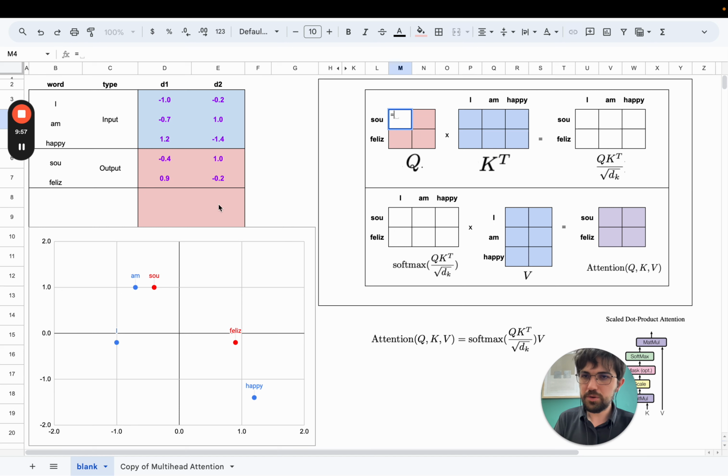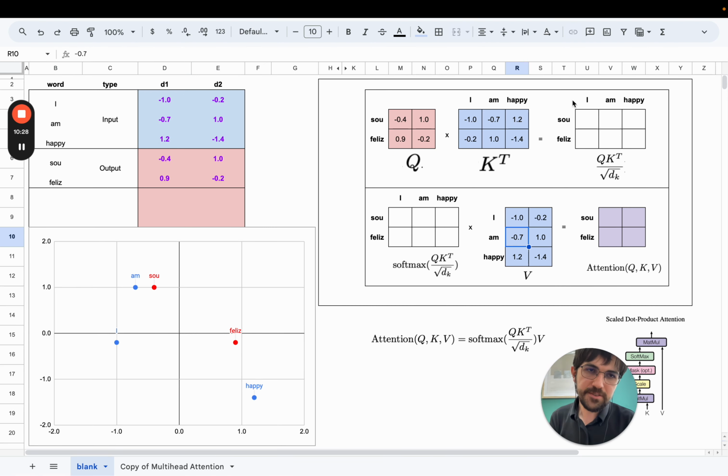So for the query we'll be using our output, and I'll be using the array formula to just send this vector here. And for both the key and the value, we'll be using our input here. In this case, we need to transpose, so let me call transpose on this. And here I just need to place the very same vector.